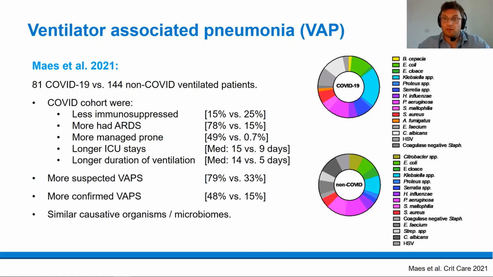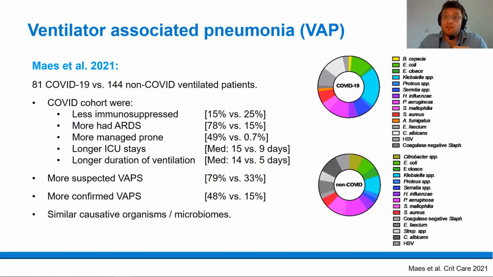So a significantly higher proportion of patients admitted to the intensive care unit had the appearances of an ARDS type picture on presentation. A significantly higher proportion were managed prone, and that often requires the use of paralysis, which means that patients have a number of risk factors which can be associated with that. Furthermore, there were longer stays on the intensive care unit and longer durations of mechanical ventilation. And I think all of these factors brought together make it fairly unsurprising, actually, that there were more suspected and confirmed ventilator-associated pneumonias compared to non-COVID patients.